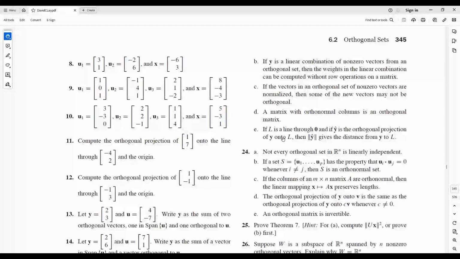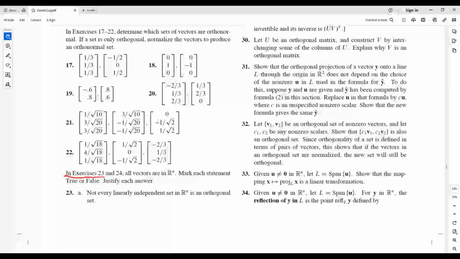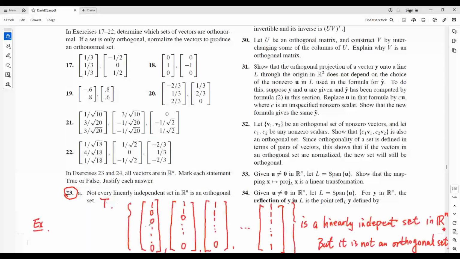Questions in section 6.2, orthogonal sets at page 345. In problems 23 and 24, all vectors are in Rn. Problem 23. A. Not every linearly independent set in Rn is an orthogonal set. False. This set is a linearly independent set in Rn, but it is not an orthogonal set.